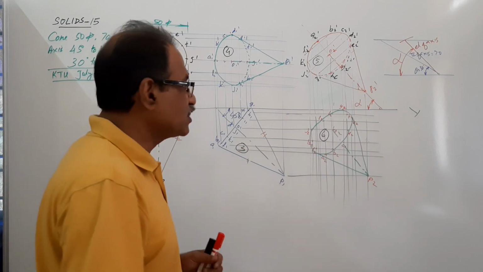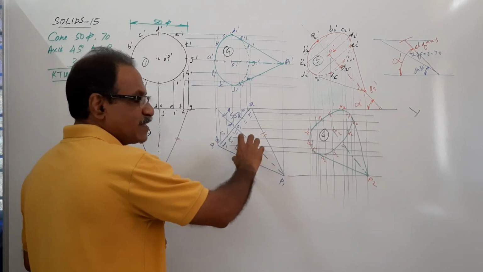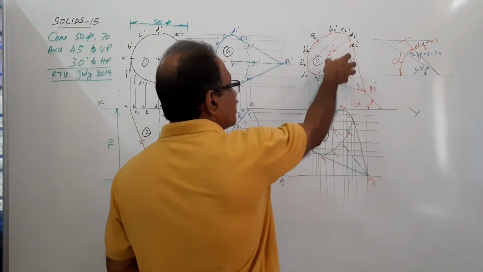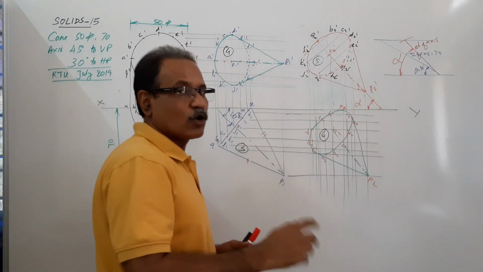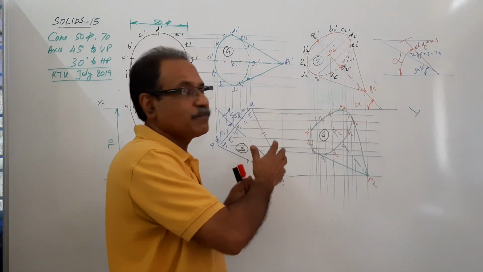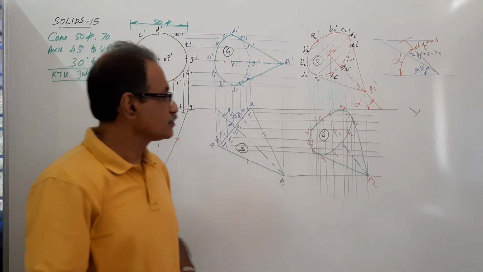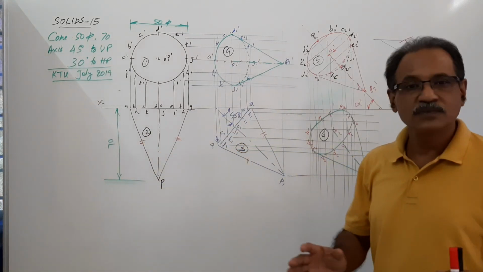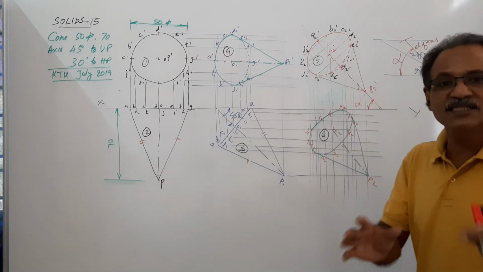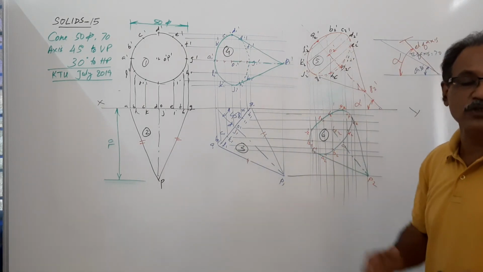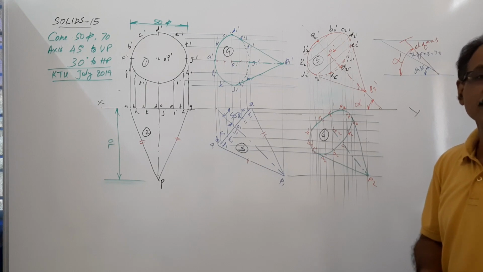The disadvantage of this method is you have to redraw this plan, which will take some time. You have to redraw this elevation, which will take much more time. Auxiliary projection is much easier because this redrawing is eliminated. I hope you understand. Maximum care is required while redrawing this. That's all. Okay. Thank you.